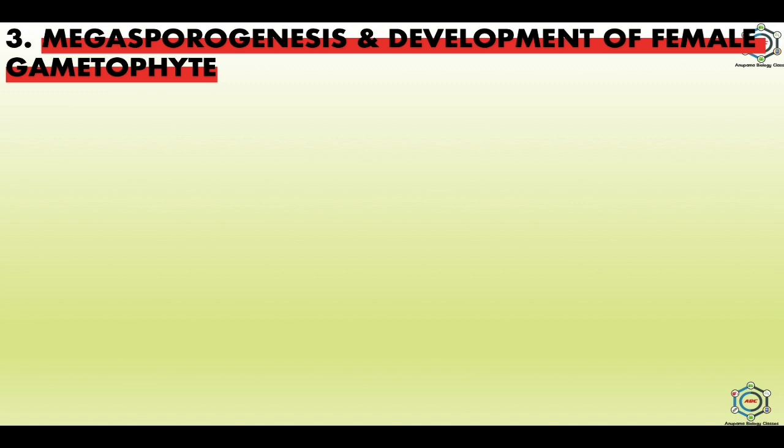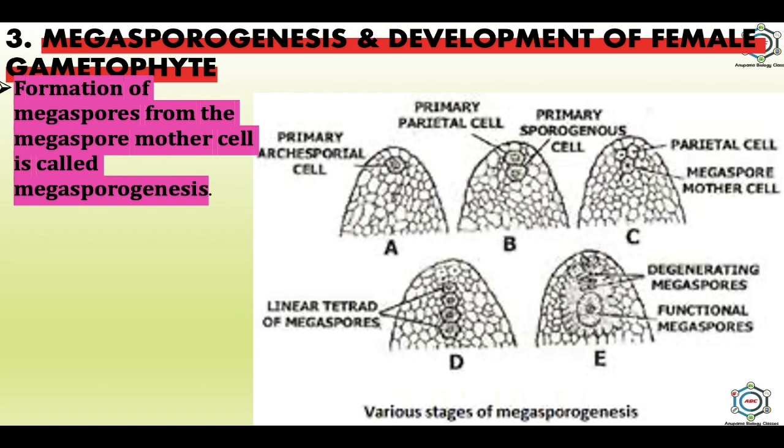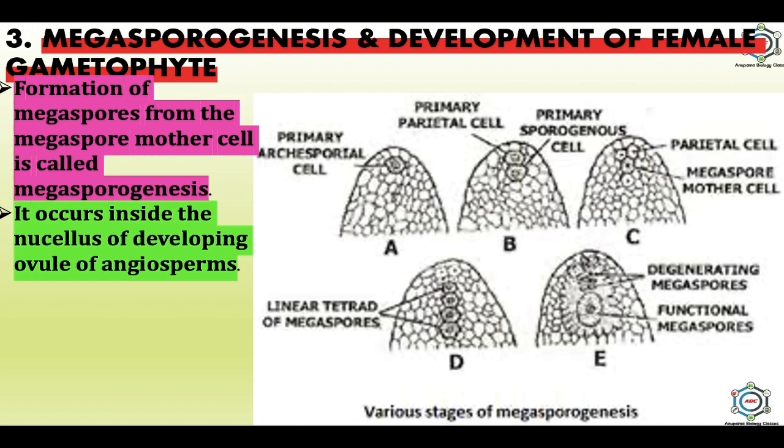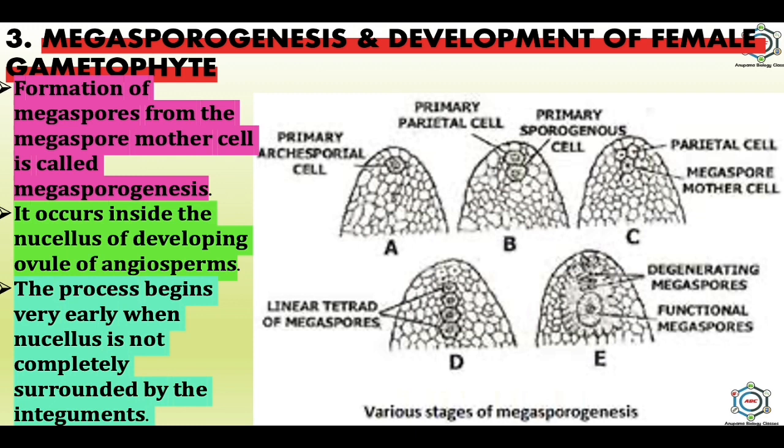Formation of megaspores from the megaspore mother cell is called megasporogenesis. It occurs inside the nucellus of the developing ovule of the angiosperms. The process begins very early, when the nucellus is not completely surrounded by the integument. See in the picture, here the arrow indicates, first of all, a single cell archesporium differentiated into internal cells of the nucellus near the micropylar end. Then it forms primary parietal and sporogenous cells, and this sporogenous cell behaves as the megaspore mother cell.